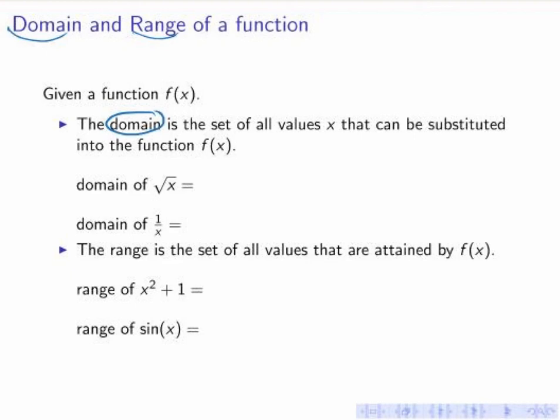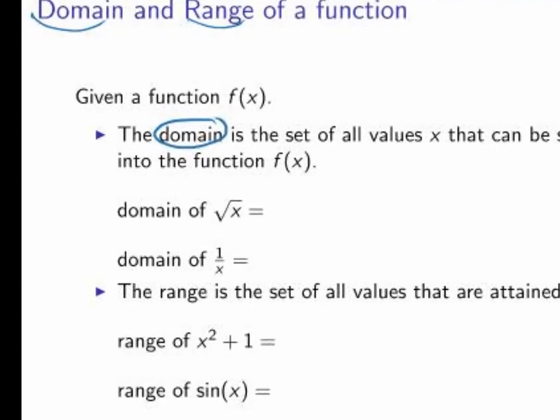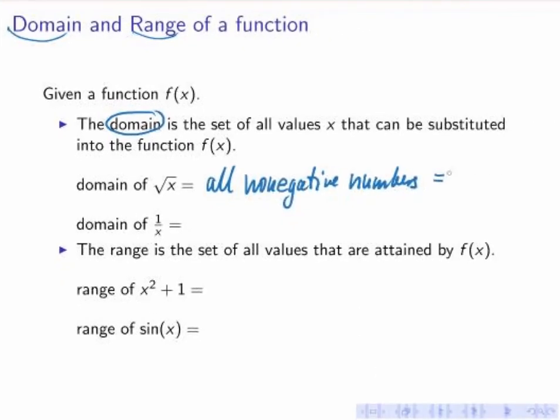So let's look at the domain of square root of x. We all know that the square root cannot be taken from negative numbers. So the domain is the set of all non-negative numbers. Or in mathematical terms, we can write this as an interval. So it's the interval from 0 to infinity. Okay, and then we'll use this kind of bracket on the left, which means we include 0, but we exclude infinity, which is not really a number.